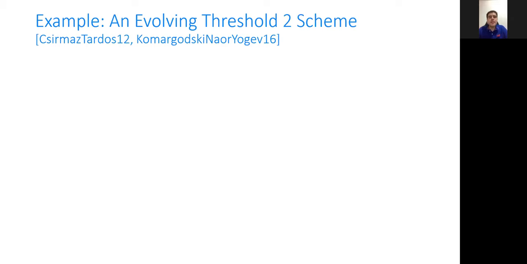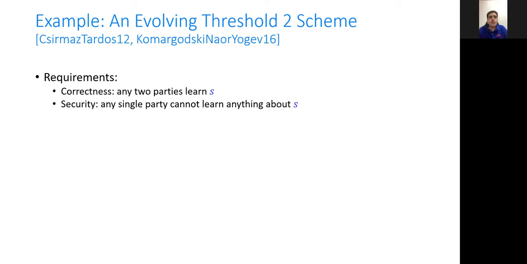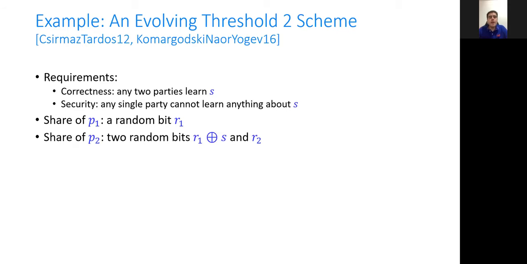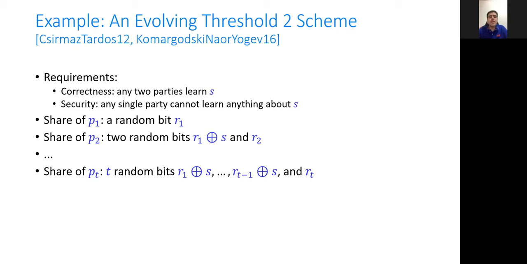Next, we'll present a scheme for threshold two. For correctness, any two parties should learn the secret, and for security, any single party should get no information about the secret. When party P1 arrives, it gets a random bit R1. When party P2 arrives, it gets two random bits, R1 XOR S and R2, and party PT gets T random bits, R1 XOR S, R2 XOR S, up to R(T-1) XOR S, and RT. The first T minus 1 random bits are used to learn the secret by joining with the previous parties, and the random bit RT is used to learn the secret by joining with the next parties.